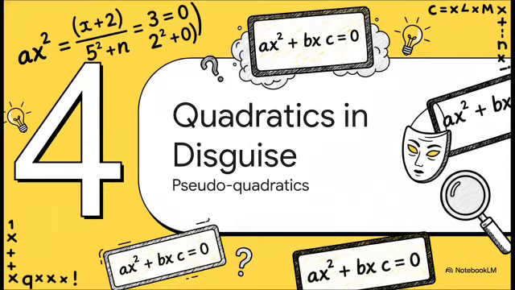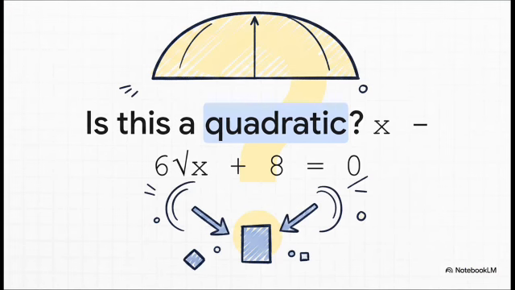All right, time to level up a little bit. Sometimes you'll come across an equation that doesn't look like a quadratic at all. But actually, it's just a quadratic wearing a very clever disguise. We're going to learn how to spot these pseudo-quadratics. Take a look at this one. Does that look like a quadratic to you?